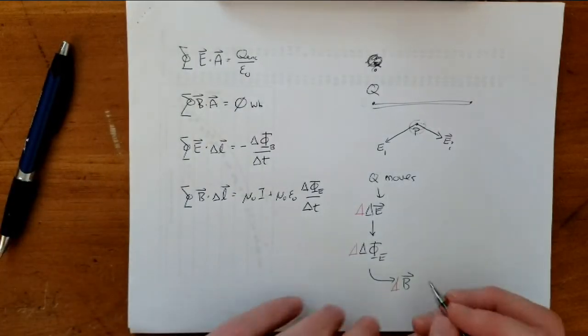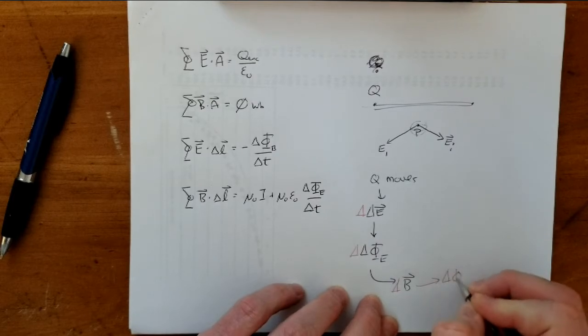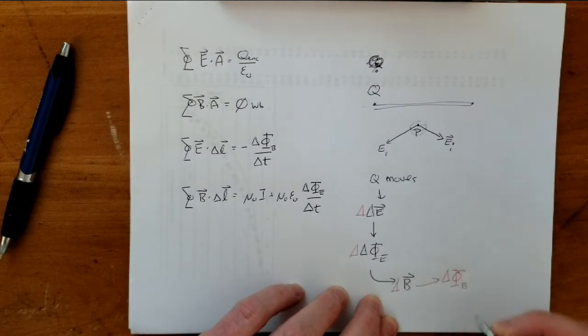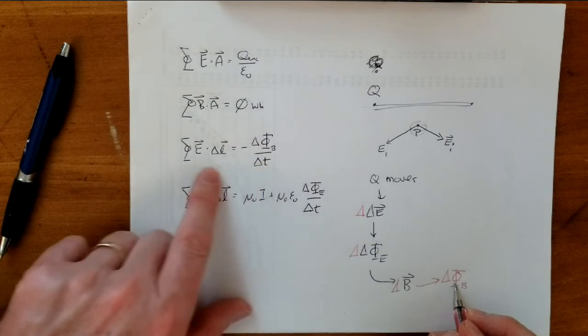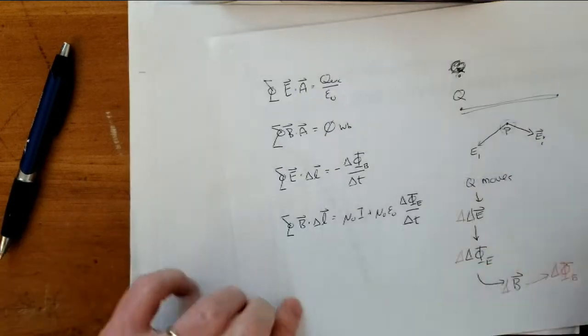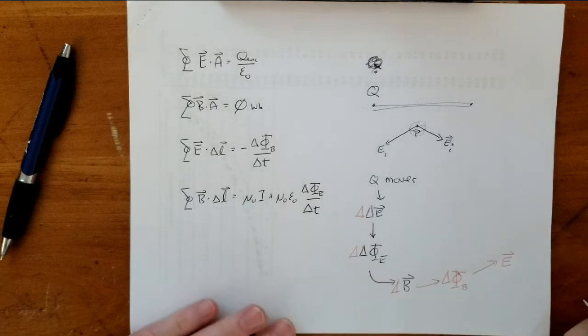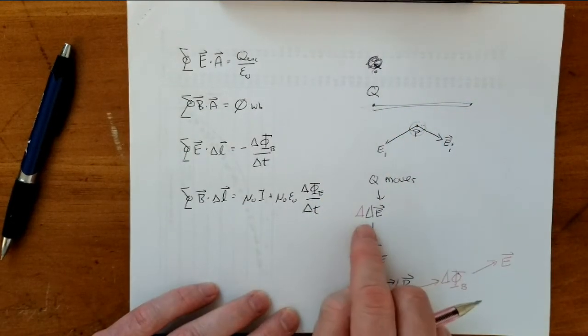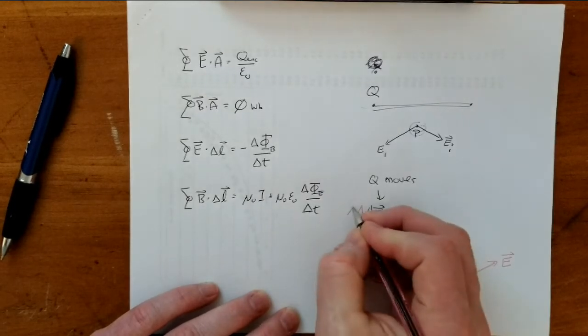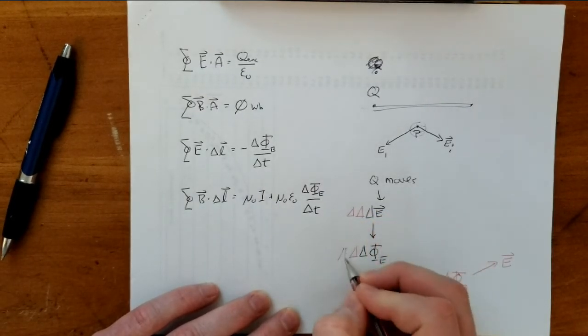The change in the magnetic field means that I have a change in the magnetic flux. If I have a change in the magnetic flux, based upon Faraday-Lenz's law, that means I am creating an electric field. Because this is moving back and forth, not only is there a change in the electric field, but there's a change in the change. As a matter of fact, there's a change in the change in the change.